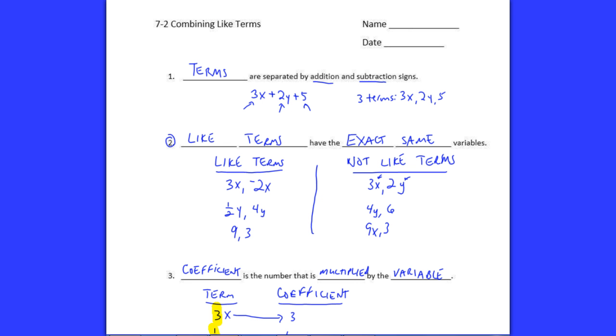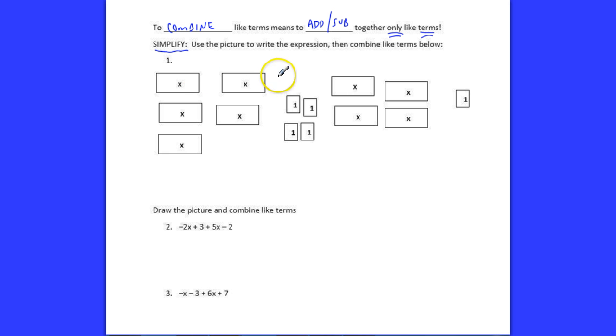Well, let's go back for a second to the last page. Remember what we talked about on number 2? I even circled it. Like terms means they have the exact same variables. So we had these two variables. We could add those two together. In fact, you would add those together if there was an addition sign. But you cannot add non-like terms. And when I say add, I also mean you could subtract if there was a subtraction sign.